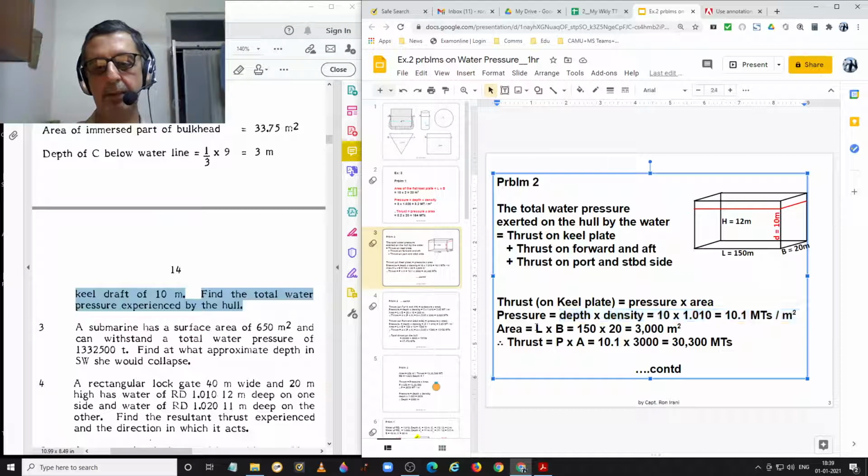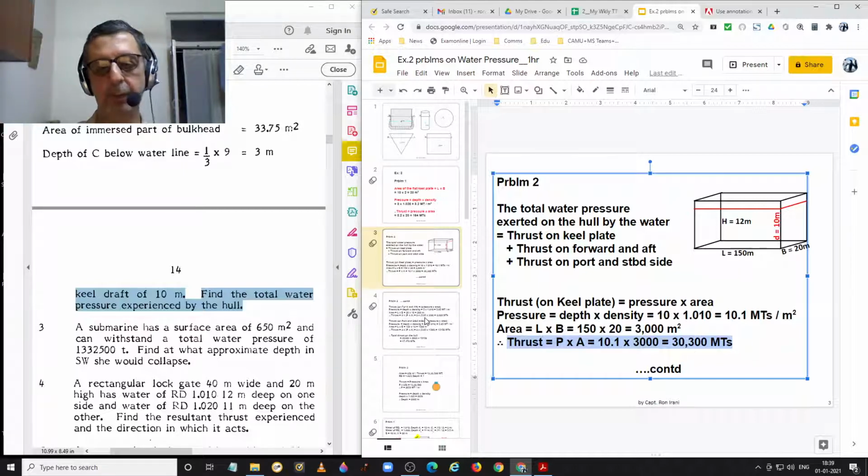Area is equal to length into breadth of the keel, that is 150 by 20, equal to 3000 square meters. And we know the formula for thrust is equal to pressure into area. Thus we have 10.1 into 3000 is equal to 30,300 metric tons. This is part 1 of the solution.